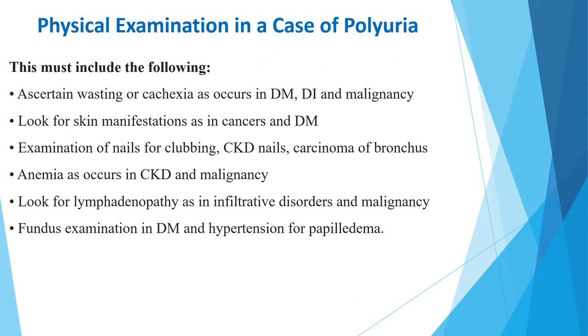On physical examination, we should check the following. We should ascertain wasting or cachexia, as occurs in DM, diabetes insipidus and malignancy. We should look for skin manifestations as in malignancy and DM. Examine the nails for clubbing, CKD nails and carcinoma of bronchus, and also anemia as occurs in CKD and malignancy. We should look for lymphadenopathy as in infiltrative disorders and malignancy. And also do fundus examination for DM and hypertension, and look for papilledema.